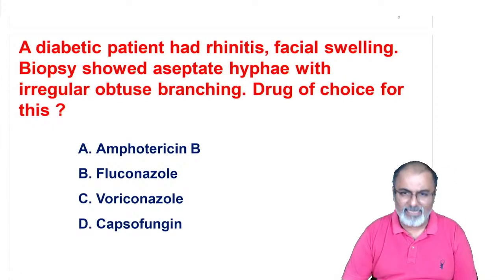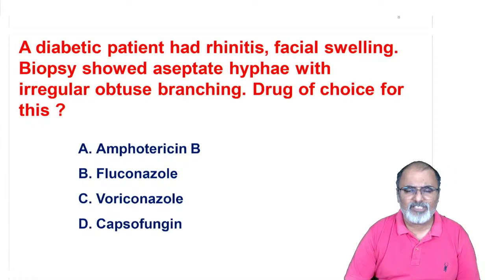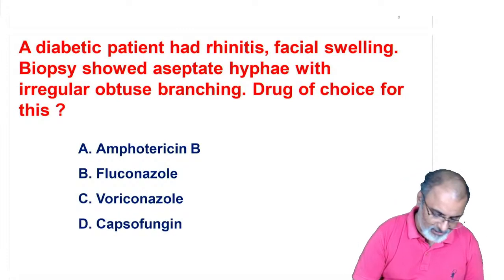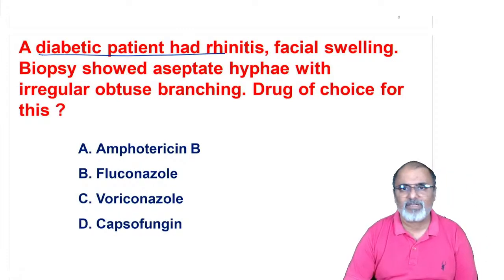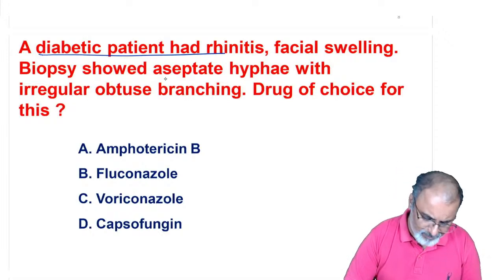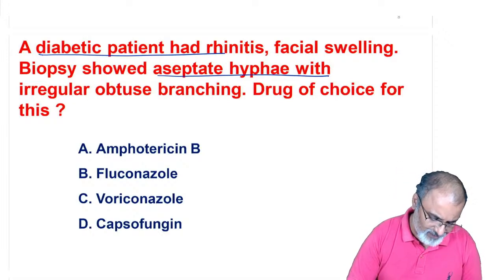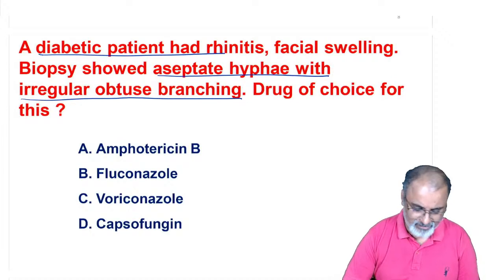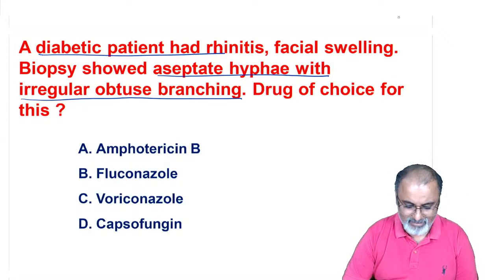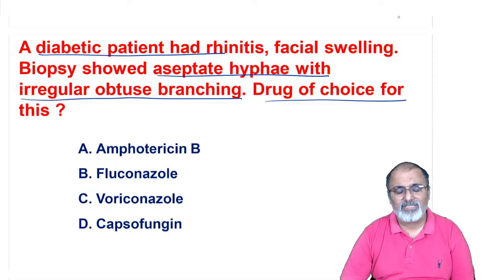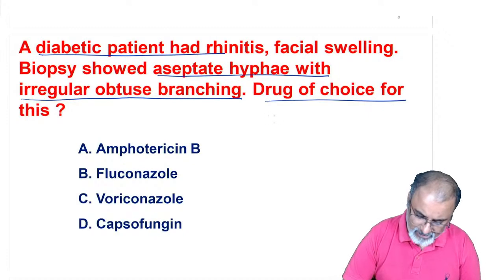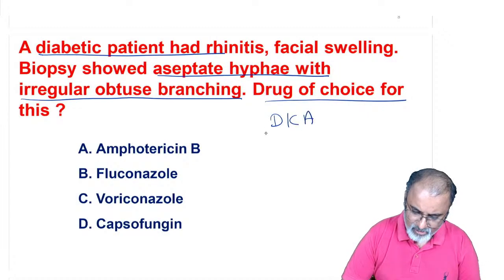A diabetic patient has rhinitis and facial swelling. Very important: diabetic patient, uncontrolled diabetes. Rhinitis, facial swelling. Biopsy showed aseptate hypha with irregular obtuse branching. Drug of choice? What is the condition called? Especially in diabetic ketoacidosis, you can get aseptate hypha.